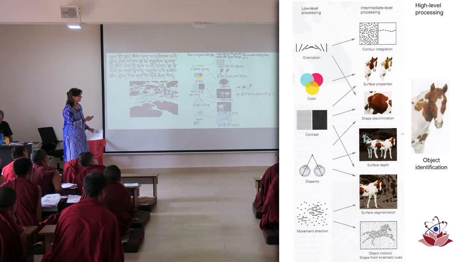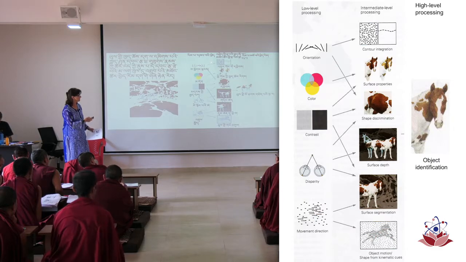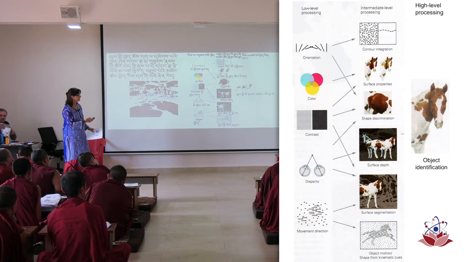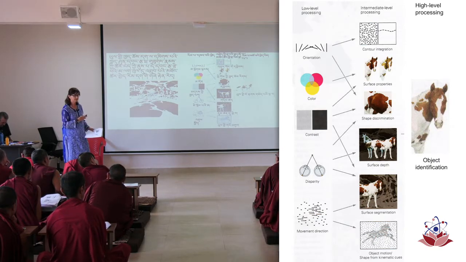So those initial properties that the neurons are responding to must be somehow combined and processed at higher levels to extract information that's a little bit more complex.